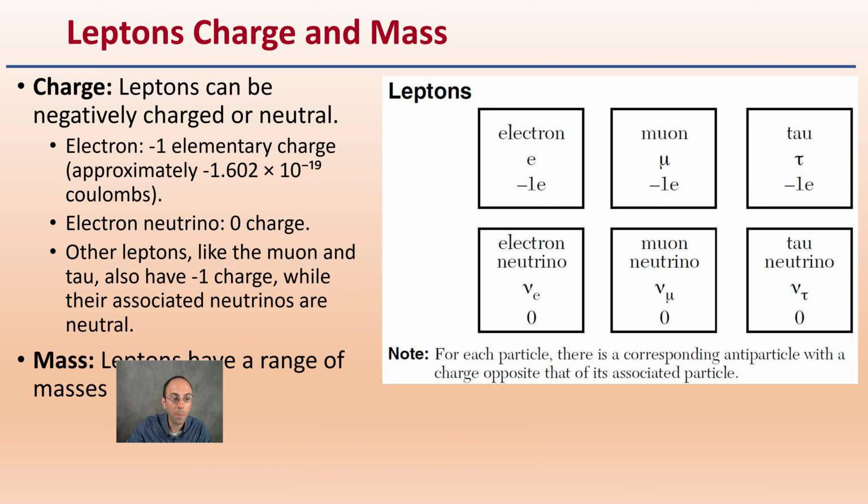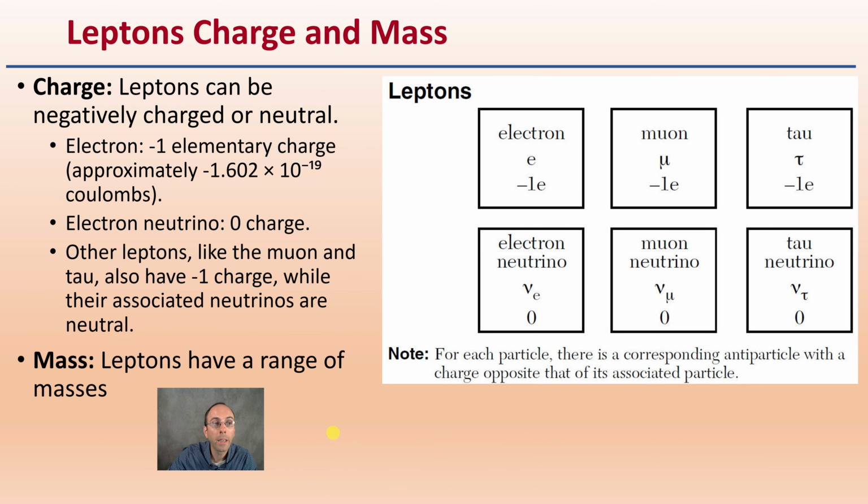Now, the charge and mass: leptons can be negatively charged or neutral. The electron has a -1 elementary charge. There are neutrinos, which, as the name implies, have a neutral charge. Other leptons can have a -1 charge. Some are associated with neutrinos and are neutral. They get a little more complex, so we're just going to keep this as a basic overview. The masses of leptons range widely, so we're not going to get into the details of them for this overview of the atom.